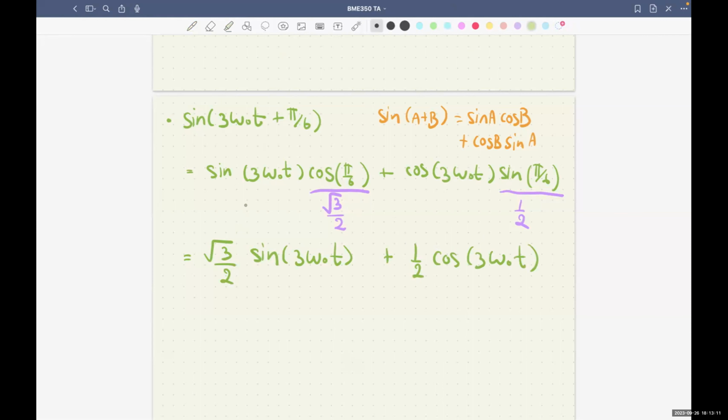The next step, we can put this term into Euler form. So for sine 3 omega naught t here, let's start with this one.